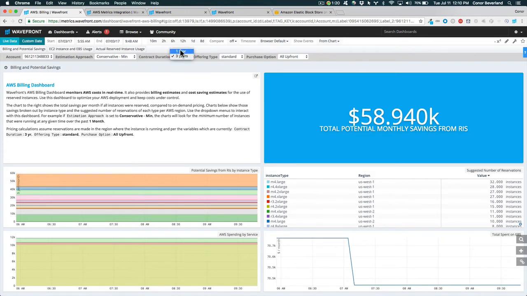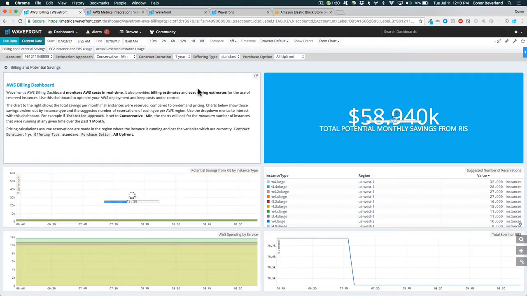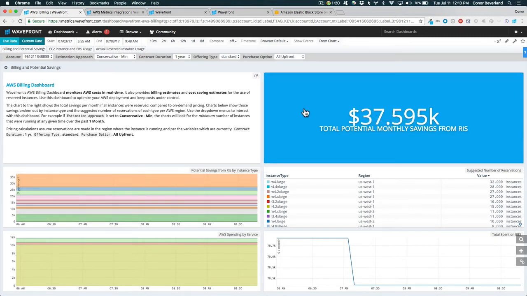And of course, I could play around with this and say, I don't want to commit for 3 years. Let's see what the savings would be if we did a 1-year commit instead. And we should see a lower number here, which we do.